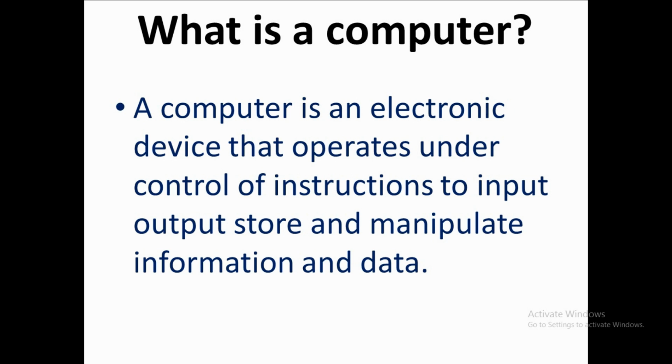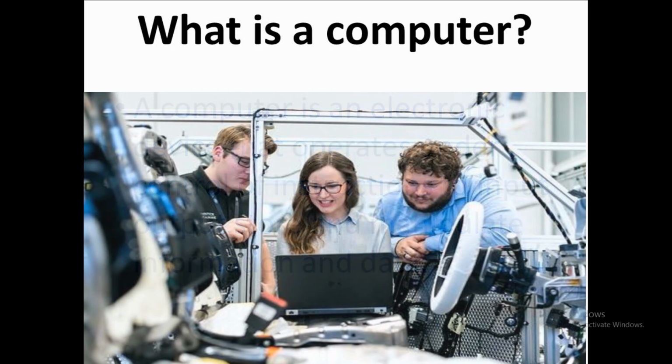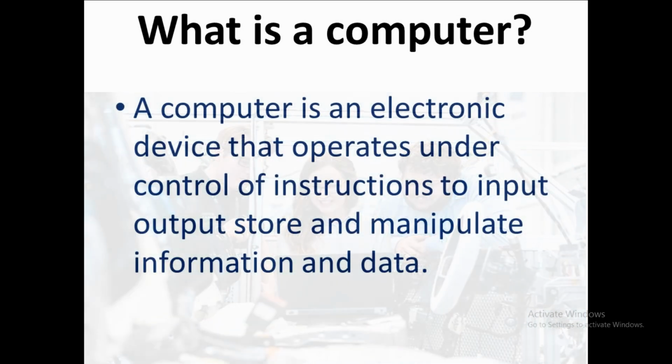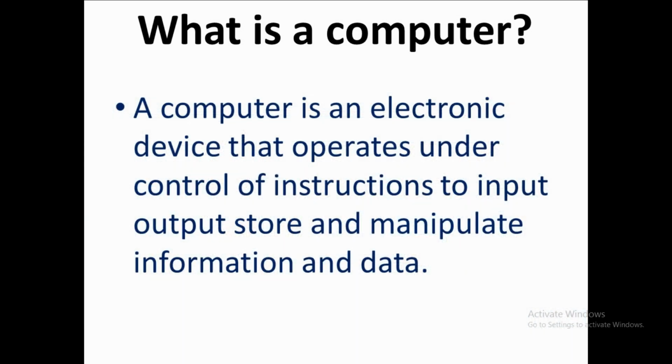For example, you have a phone, it is an electronic device. You have a TV at home, it is an electronic device. You have a flat iron that you use to iron your clothes, it is an electronic device. So a computer is an electronic device because it uses electricity, and it operates under control of instructions. Who gives a computer instructions? You as the user, a human being. You are the one that controls. A computer can't operate without someone to control it and give it instructions.